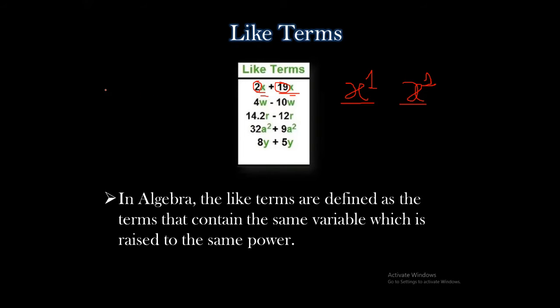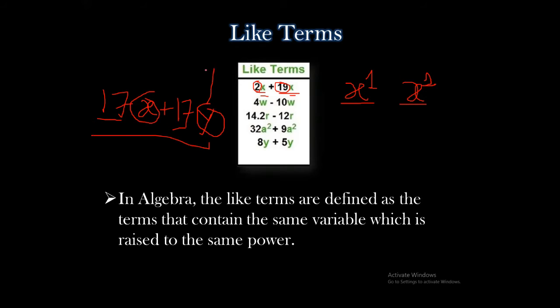So for example, if we had 17x plus 17y, you can see that the numerical coefficients are equal but the variables are different, x and y. So these cannot be like terms. These are unlike terms. I'm going to say what that means in just a minute.